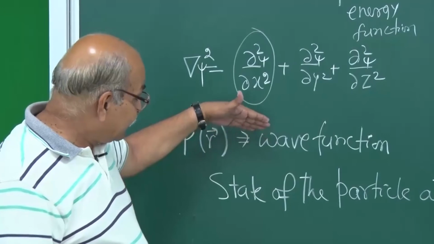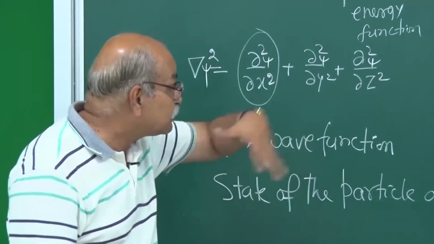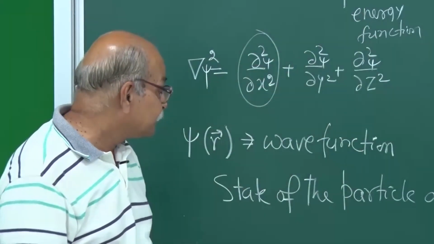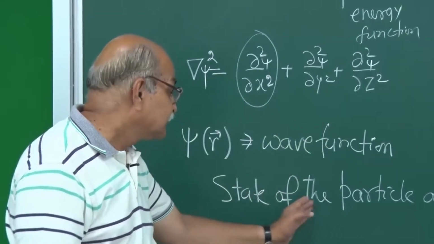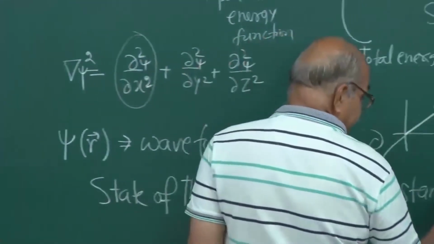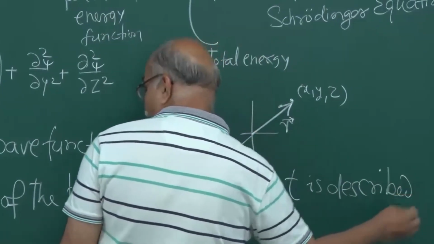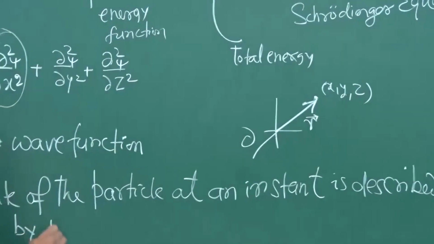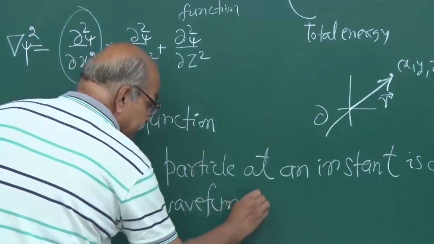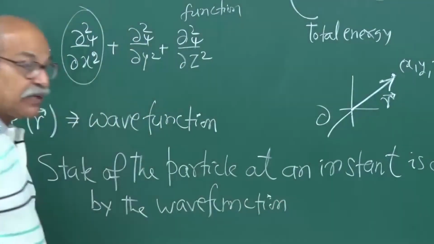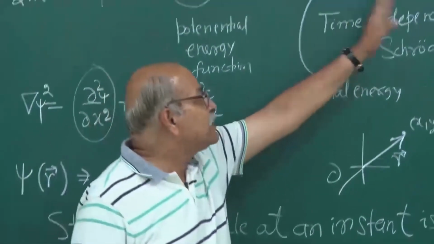So the central idea is that this wave function, which is a function of a space point, a function of x, y, z, is the description of the state of the particle. The state of the particle at an instant is described by its wave function at that instant. The wave function can change as time passes, and for how it will change, you have another equation, which is known as the time dependent Schrodinger equation.